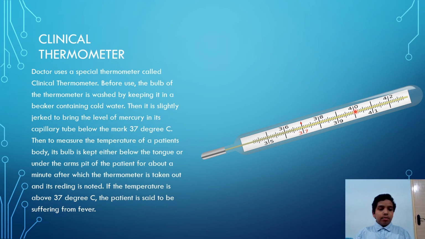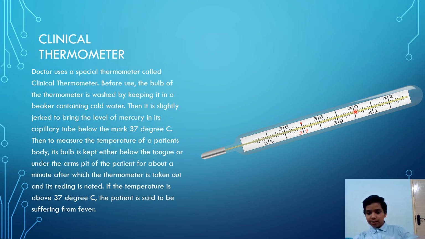Doctors use a special thermometer called the clinical thermometer. Before use, the bulb of the thermometer is washed by keeping it in a beaker containing cold water. Then it is slightly jerked to bring the level of mercury in its capillary tube below the marked 37 degrees Celsius. Then to measure the temperature of a patient's body, its bulb is kept either below the tongue or under the armpit of the patient for about a minute, after which the thermometer is taken out and its reading is noted. If the temperature is above 37 degrees Celsius, the patient is said to be suffering from fever.